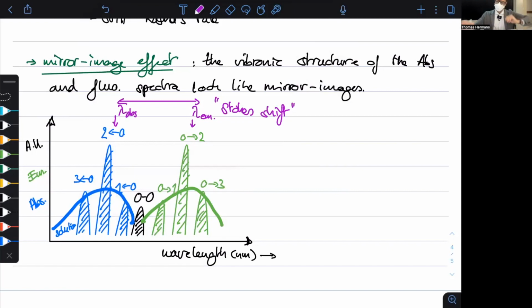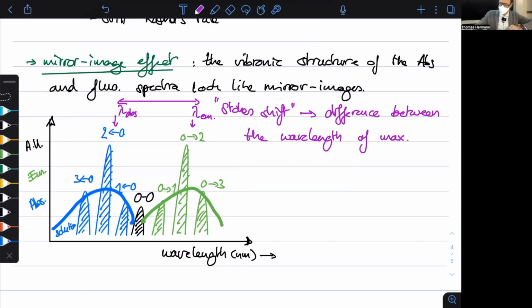So the definition, let's just write that out. Stokes shift is the difference between the wavelength of maximum fluorescence emission and absorption. So basically it's lambda emission max minus lambda absorbance max.